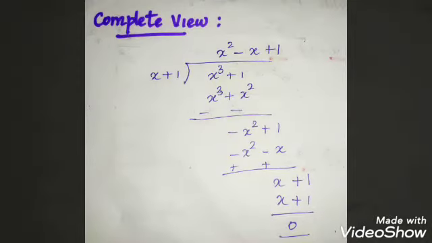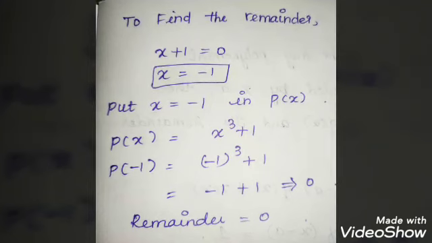Now we will see the complete view of the problem. What is the problem? x cube plus 1. We are going to divide this by x plus 1. First, take the x cube and divide it by x. What will you get? x square. Then x square into x will give you x cube, and x square into 1 will give you x square. If we subtract, then again you will get the remaining part. The three steps I have combined in one problem.